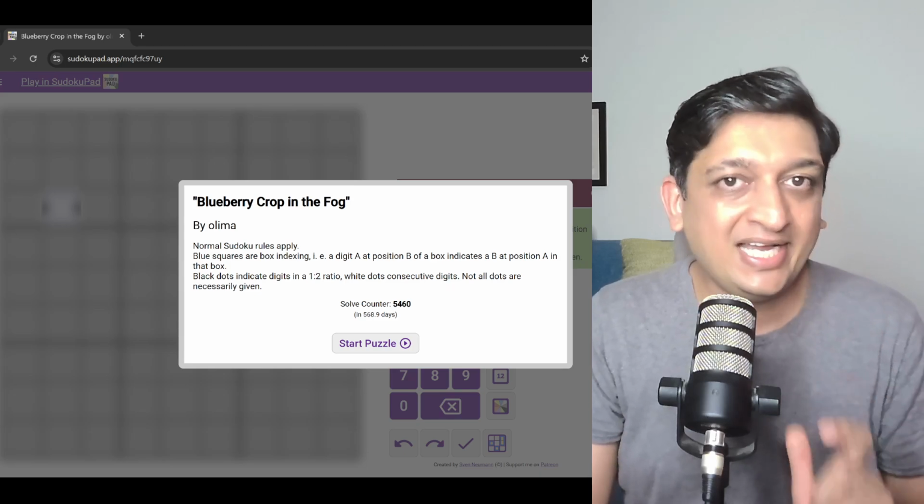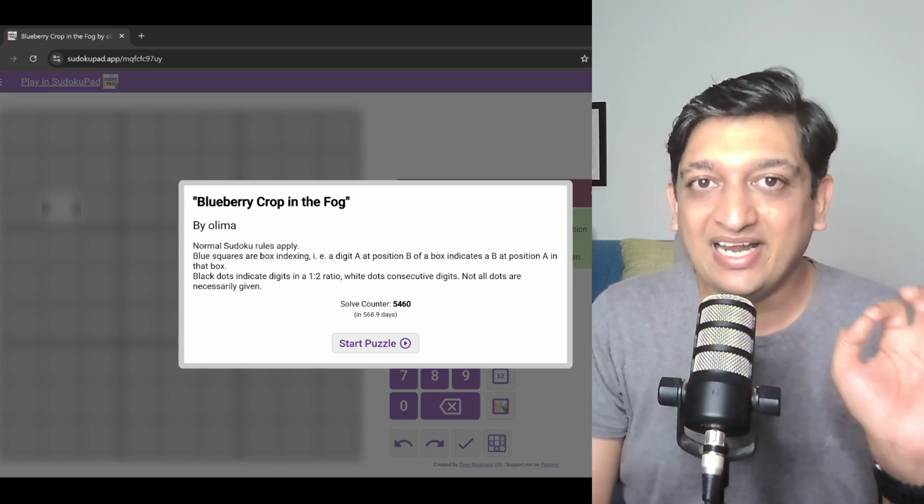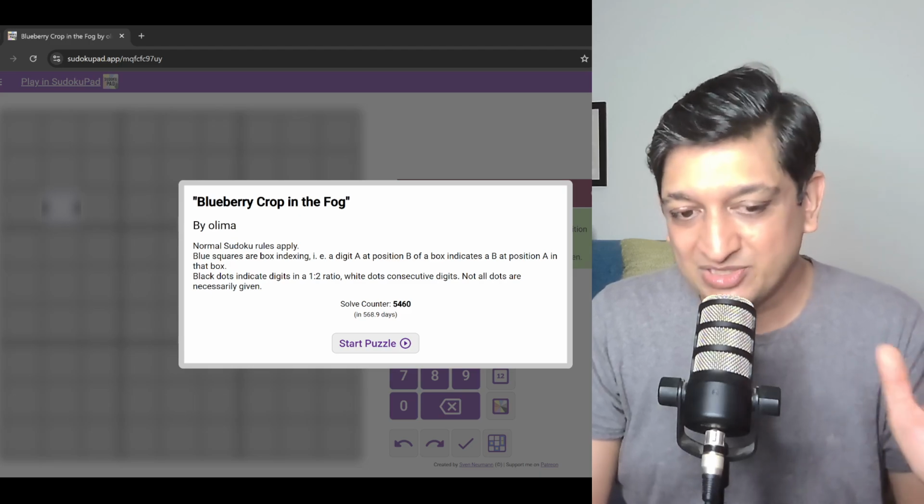Now this is a very interesting kind of Sudoku wherein there are no numbers, but there are a couple of rules that will help us understand how to solve this particular puzzle. So let's jump right into it.